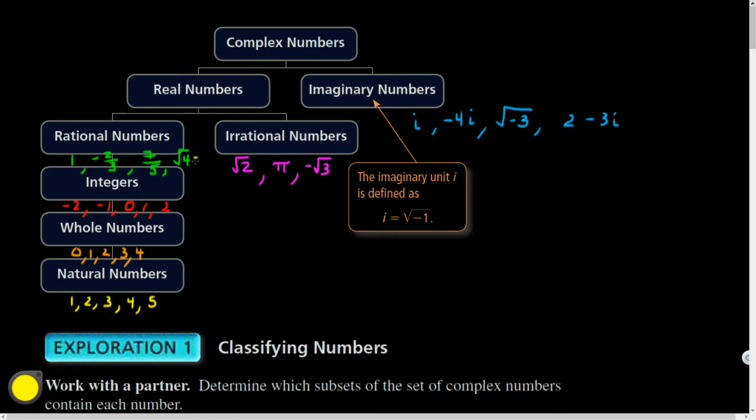Now, one of the things I tried to throw in as a curveball here is the square root of 4 is equal to 2. And so that's a type of square root that, when simplified, could be represented as a rational number.